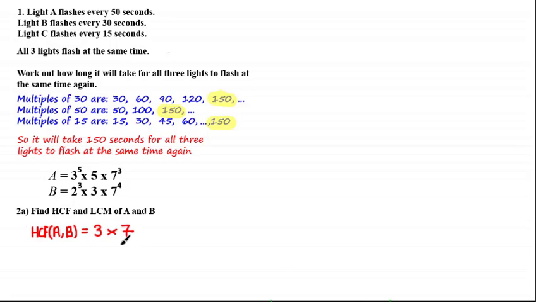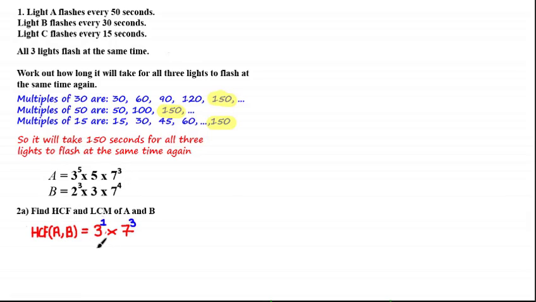Start by writing these as a product. Okay? And from the prime numbers we've taken, we then need to choose the lowest power out of the two values. So the lowest power of 3 out of the terms A and B is 1, and the lowest power of 7 out of the terms A and B is 3.